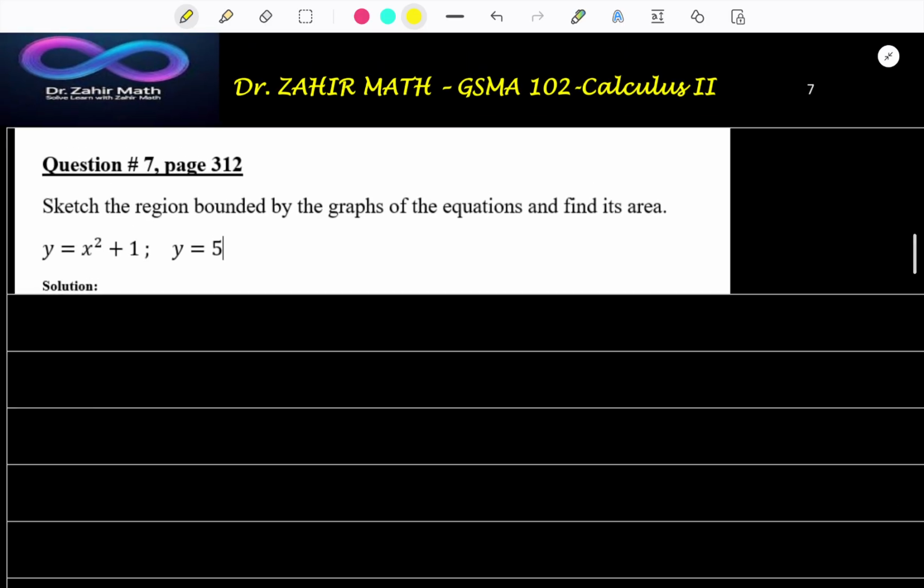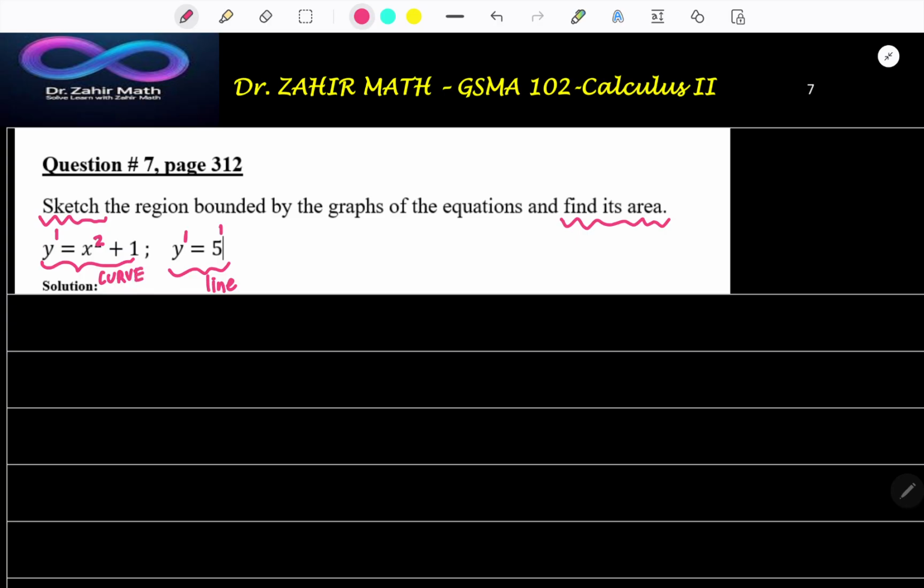Sketch the region bounded by the graphs of the equations. So you are going to sketch the region bounded by the graphs and find its area. Now look here. This is one equation and this is the next equation. The power is 1 and the power is 1, so this is going to become a line. The power is 1 and the power is 2, so this is going to become a curve. Keep in your mind.